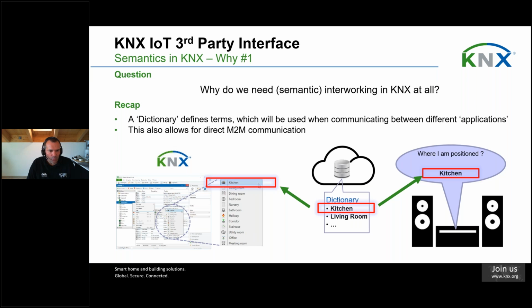So consequently, we need terms, and we are using a simple example here, like kitchen, somehow added to a dictionary which can be understood by several appliances, especially when we are speaking about M2M, machine-to-machine communication. That is the example given from the domestic appliance.